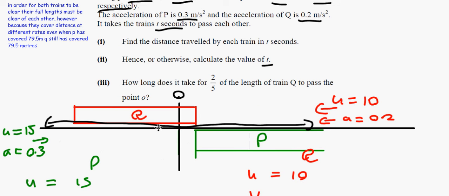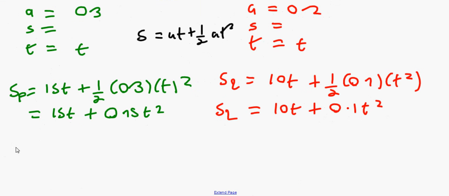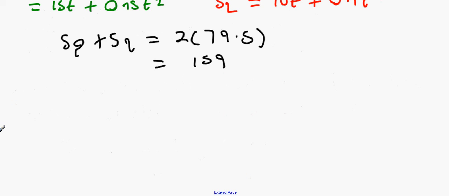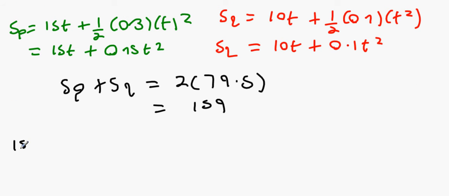So S of Q plus S of P equals twice the distance of the train. So S of P plus S of Q equals 2 times the length of the train, so 2 multiplied by 79.5, and 2 times 79.5 is 159. So let's write down the big formula of this. We're going to get 15t plus 0.15t squared plus S of Q, which is going to be 10t plus 0.1t squared.